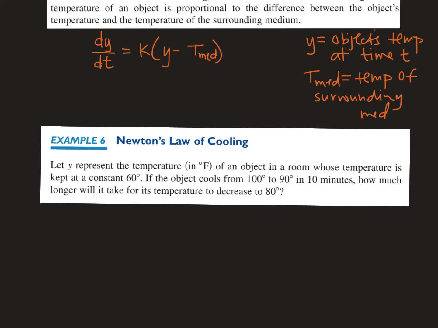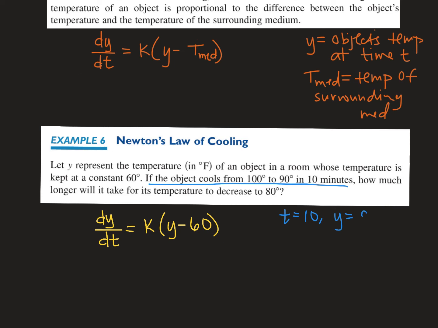So let's take a look at how we can set this up. We'll start with dy/dt, the rate of change of the temperature over time. It's proportional to k times y minus, in this case, 60 degrees for our room temperature. Now we have some initial conditions. We know that when t is 10, we have an output temperature of 90, and then we want to know when t is what, our temperature will be 80.